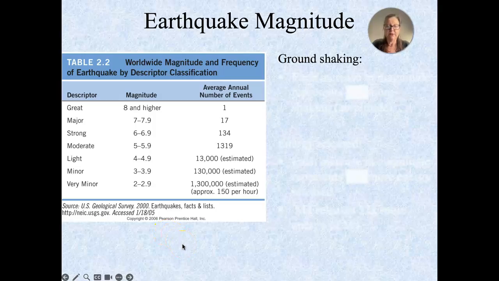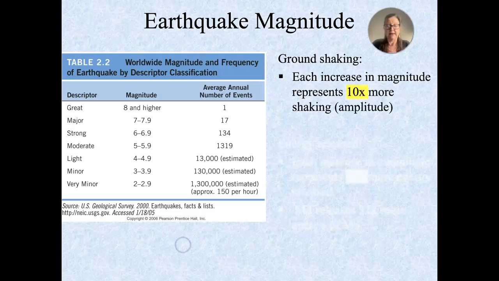When it comes to the ground shaking, as you go up in magnitude from one number to the next, it increases tenfold. So what that means is, for example, a magnitude 5 creates 10 times more shaking than a magnitude 4. And as a result, the amplitude of that squiggle on a magnitude 5 would be 10 times higher than on a magnitude 4. Energy released, however, is different and more.